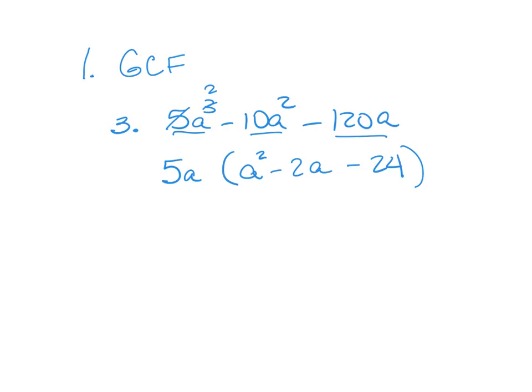Now in this case, A squared minus 2A minus 24 goes further. And we'll look at that in a second when I go to the next step. So the first thing you're going to do is pull out the GCF, if there's one. You've got circle GCF. Put GCF next to which numbers?